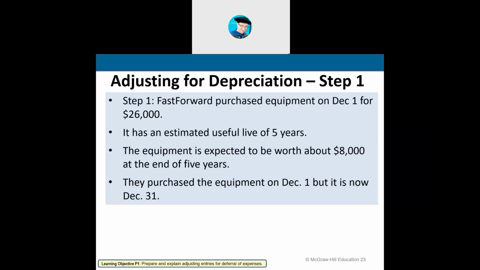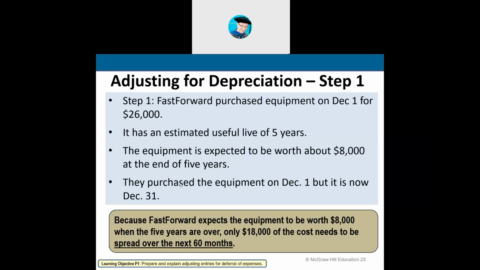I don't know. Okay, December 1st, I purchased a forklift for $26,000. It has a useful life of 5 years. The equipment also has a scrap value of $8,000. The question is, what is my depreciation using straight line?